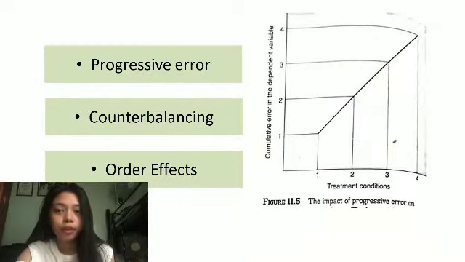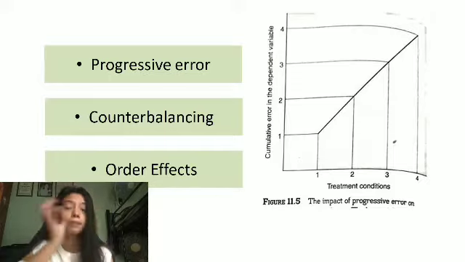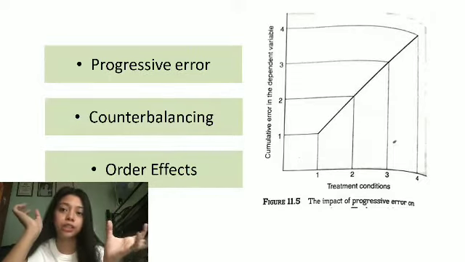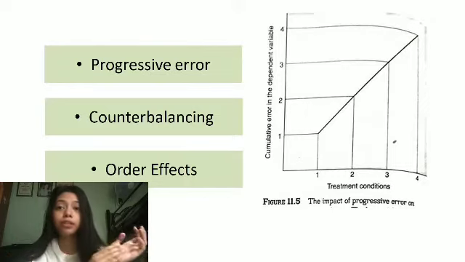Hi guys, I'm going to discuss subject-by-subject counterbalancing. But before that, you must know the three important terms that you need to understand in this study. First is progressive error. What is progressive error? Progressive error is the positive or negative changes in the study. As the figure shows, there are treatment conditions: Unit 1, Unit 2, Unit 3, Unit 4.